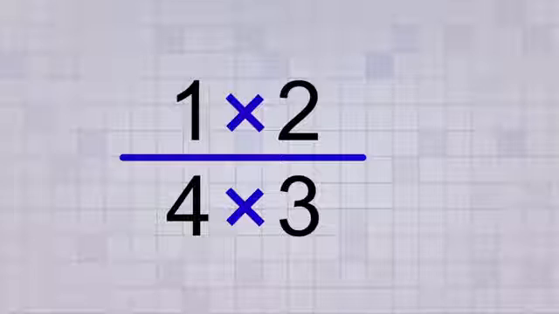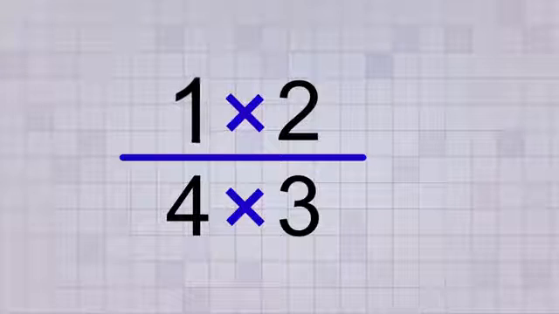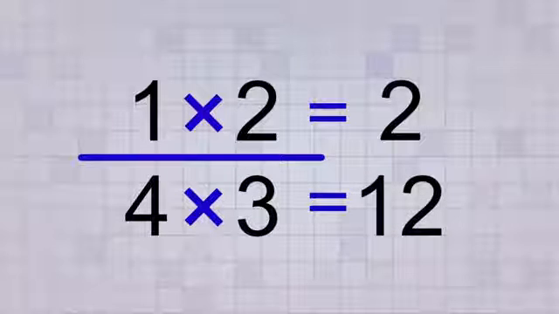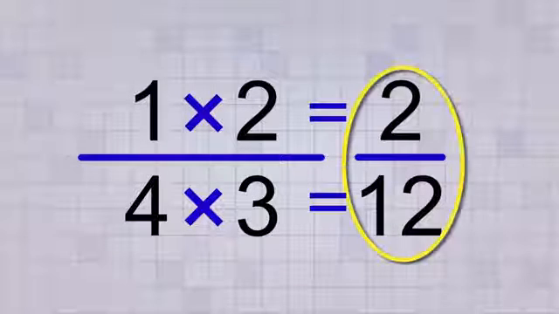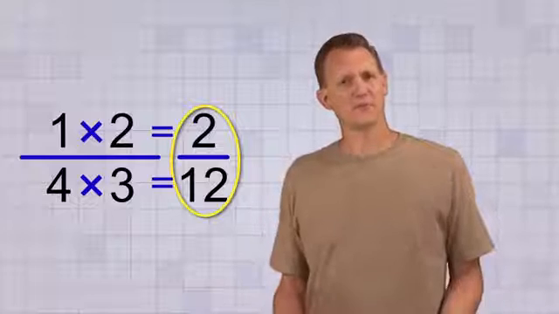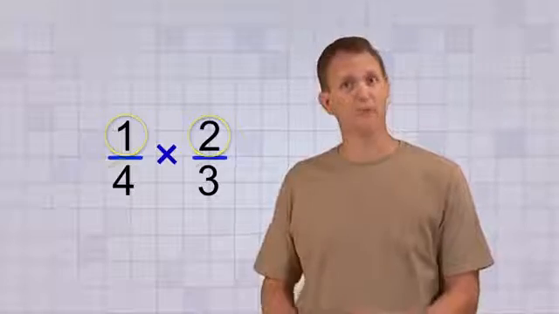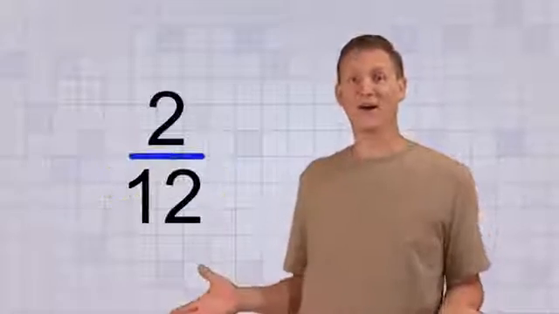In fact, if we go ahead and do the multiplications, 1 times 2 equals 2, and 4 times 3 equals 12, then we do have a fraction, and it's the answer to our problem. So what does all this mean? Well, it means that to multiply fractions, all you have to do is multiply the top numbers, and then multiply the bottom numbers, and ta-da! There's your answer. As always, let's see an example or two.